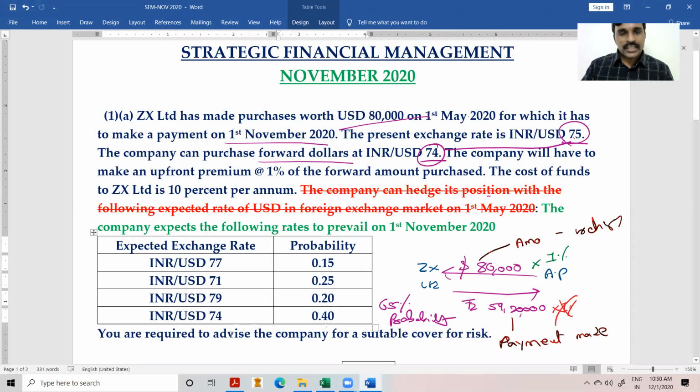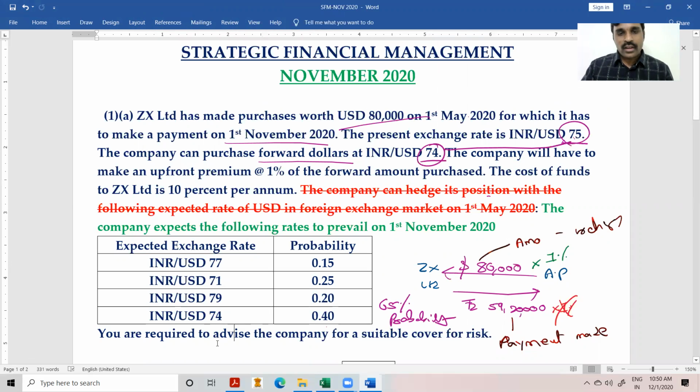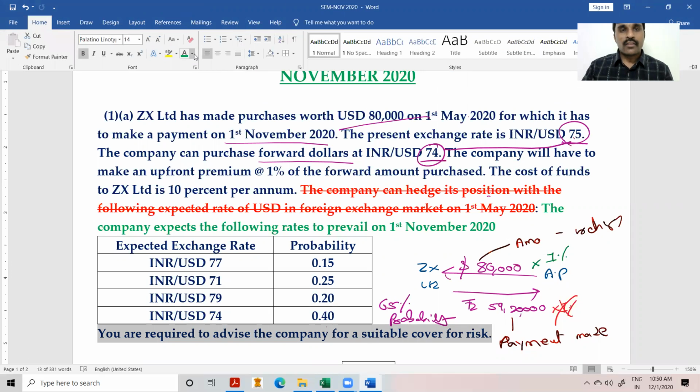And moreover, this last sentence is also not correct. "You are required to advise the company on a suitable cover of risk." This should not be the sentence. Actually, the proper sentence formation should be different. That is not the way to present it. That is not the correct answer. They're asking for suitable cover.